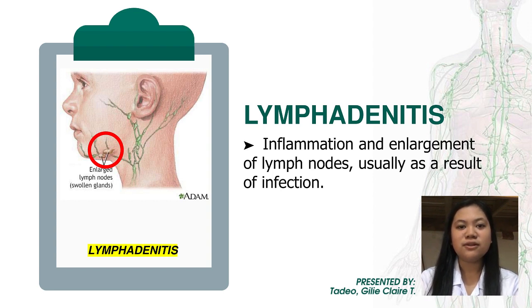Lymph nodes are one of many small, bean-shaped organs located throughout the lymphatic system, filled with white blood cells that help your body fight infection. When lymph nodes become infected, it is usually because an infection started somewhere else in your body.